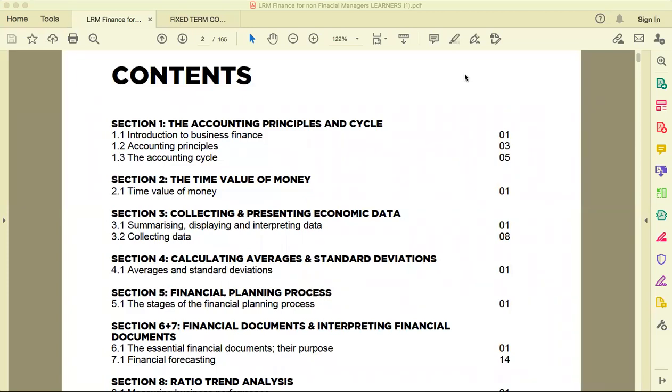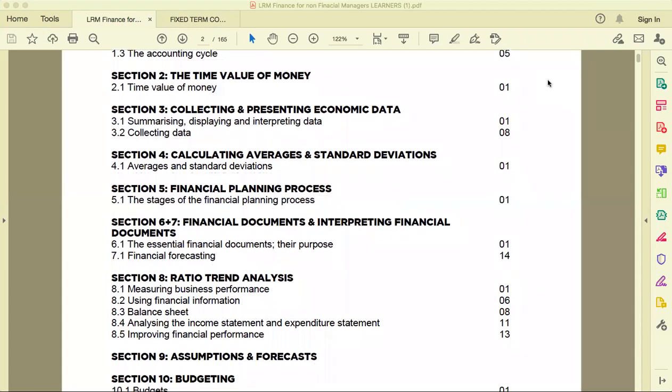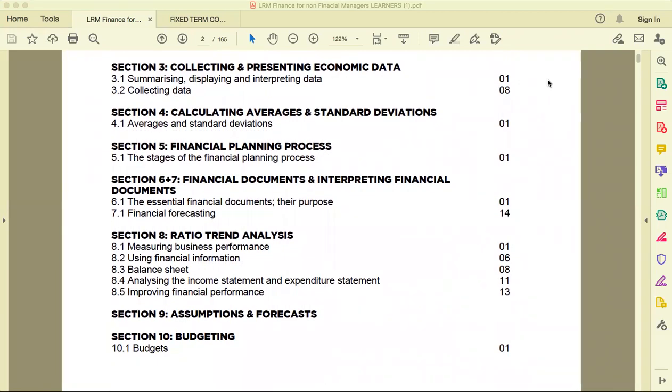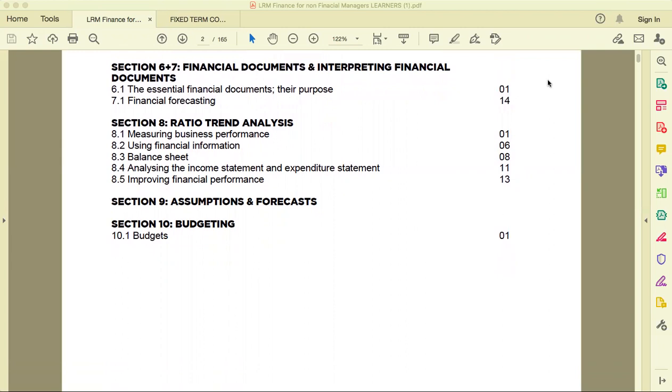All right, so you'll see there's the contents. The first section is the accounting principles and cycle. The second one is the time value of money. The third one is collecting and presenting economic data. The fourth one is calculating averages and standard deviations. The fifth section is financial planning processes. The sixth and seventh sections are combined, and they become financial documents and interpreting financial documents.